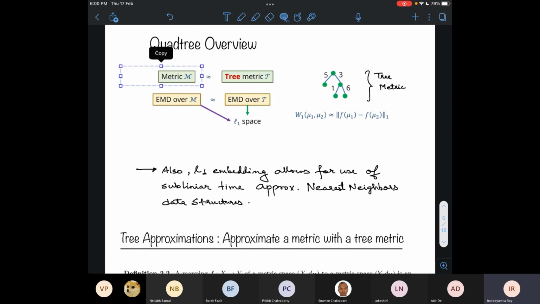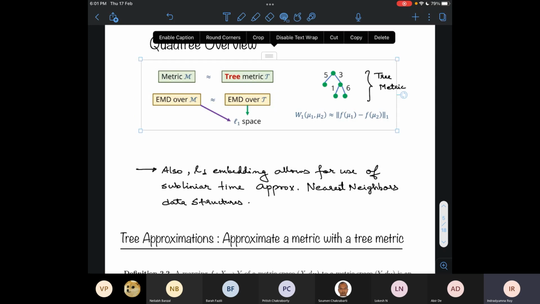So there's this long line of beautiful theoretical work which deals with embedding an arbitrary metric into a tree metric. And we like trees because you can do a lot of dynamic programming and recursion on that. So there are really efficient algorithms that can be made to work on trees. So once we embed this underlying metric into a tree metric, then that approximates the EMD over this underlying metric to the EMD over the tree metric.